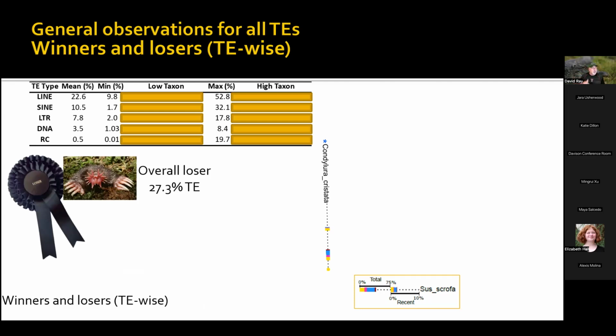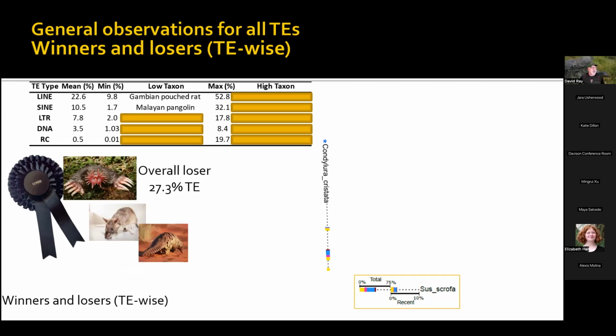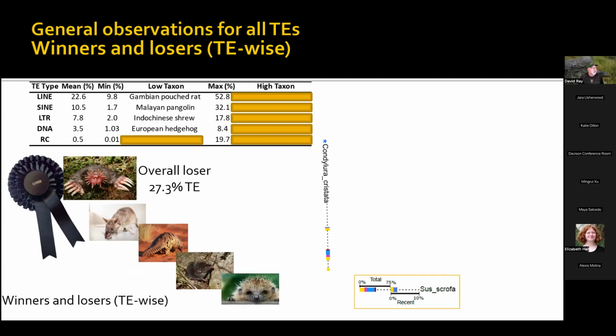Now, within subcategories of that, for example, LINEs, SINEs, LTRs, DNA transposons, and rolling circles, we have our losers as well. One of them is the Gambian pouched rat. It has the lowest LINE content of any of the mammals, except of course potentially for the star-nosed mole. The loser with regard to SINEs is the Malayan pangolin, which has the lowest amount of SINEs among all the mammals. For LTRs, the Indo-Chinese shrew. The European hedgehog has the lowest DNA content, and the guinea pig has the lowest Helitron content of any of the mammals that we were able to look at.